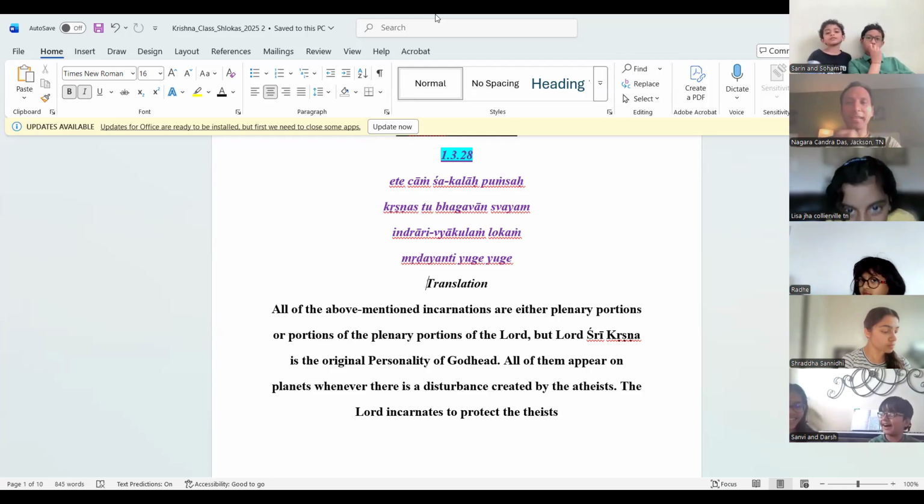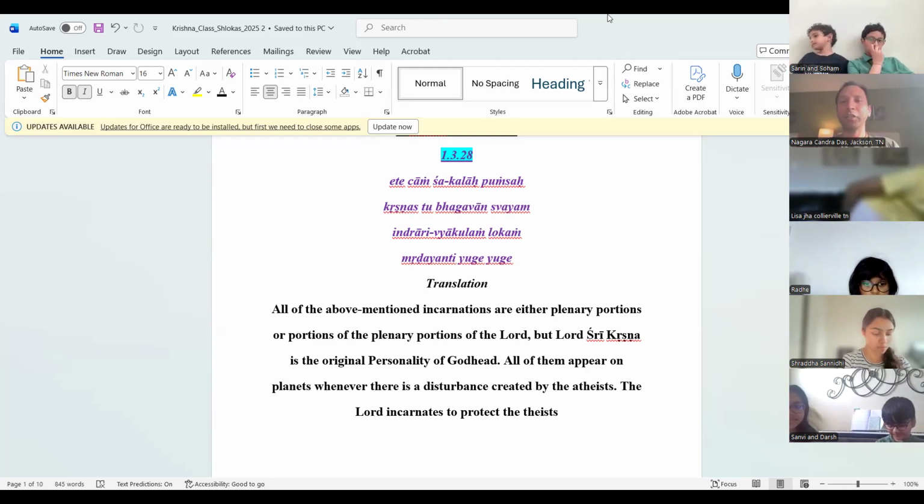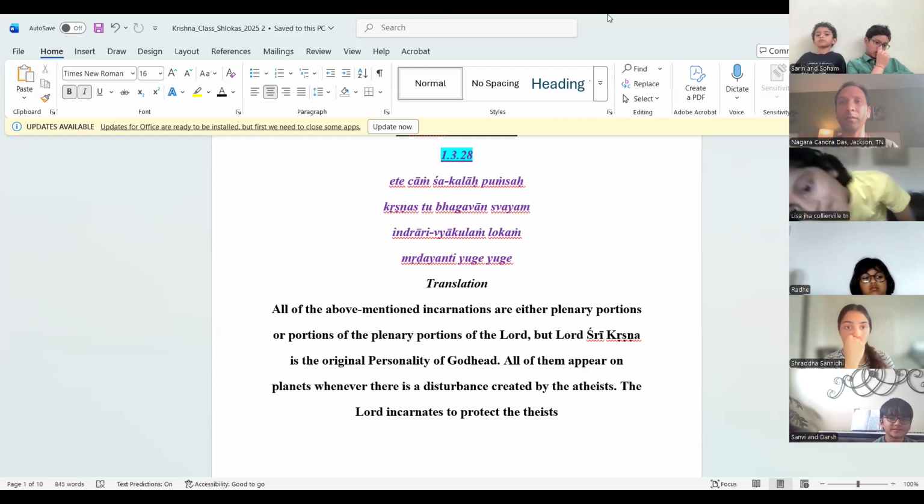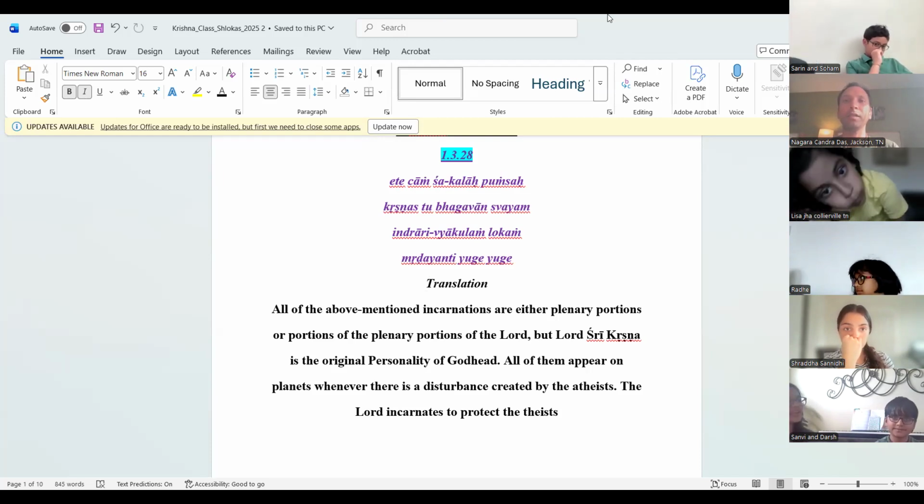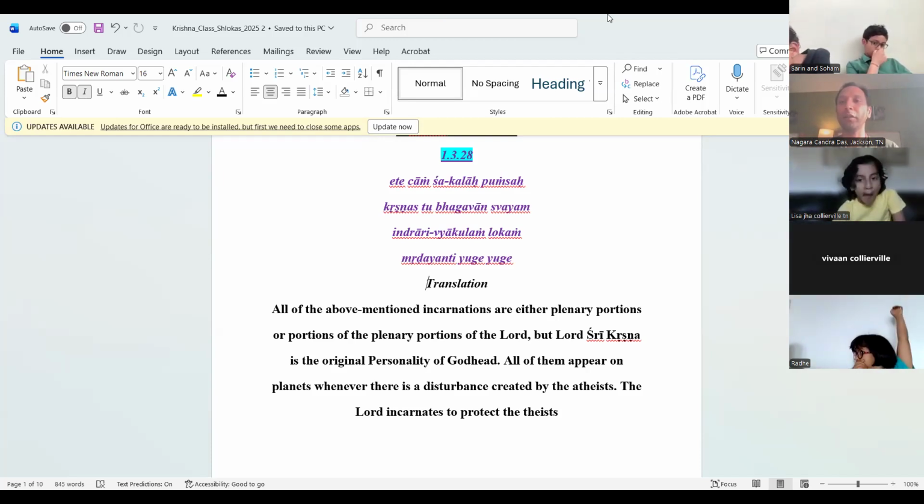So Vyasdev is called the literary incarnation. You know, the word literary comes from literature. So he has written all the spiritual literature. So that's Ved Vyas. So he's one of the literary incarnations.